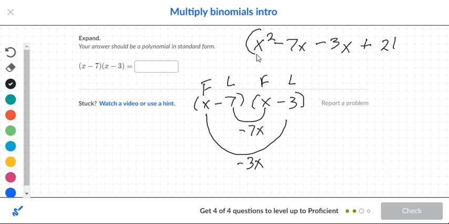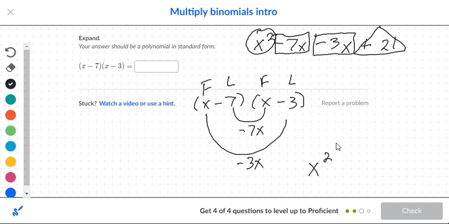So now let's code it. Let's circle our x to the second. Let's box. Let's box. And let's triangle. So we have x to the second, we have minus 7x minus 3x plus 21. So around here we're going to start off with the x to the second first. Inside the box is a negative 7 and a minus 3. Those are my coefficients. So what happened here?